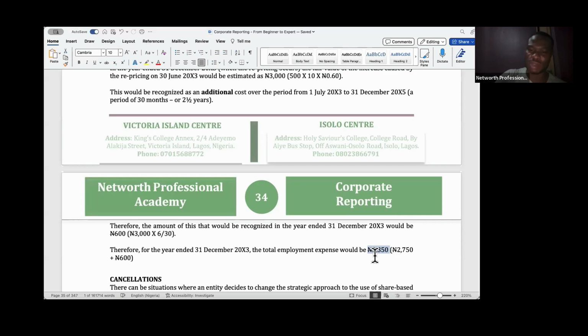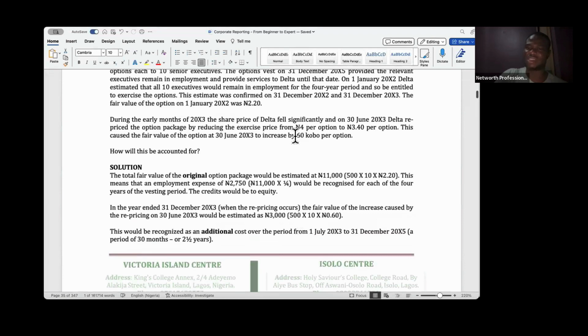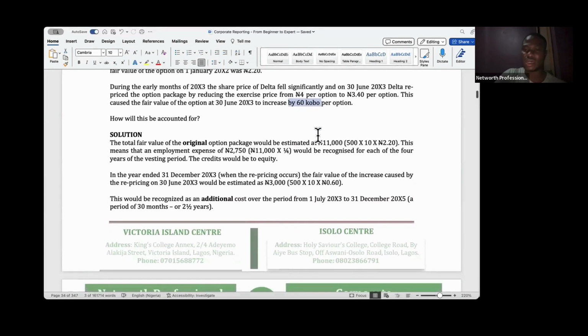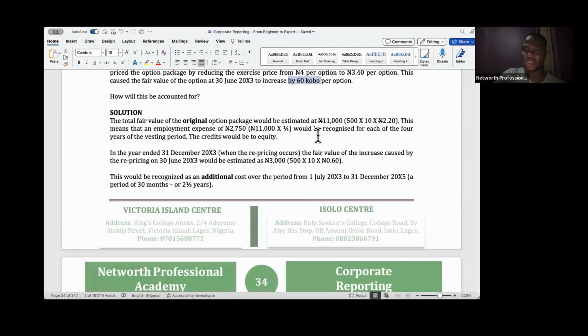They have already told us that there was an increase in the share price by 60 kobo. So I don't think you should bother yourself about how they got 60 kobo. They have told me there's an increase by 60 kobo. The new thing here is that what we did last week will not change. The additional thing is that we treat this increase as a separate item, and we calculate it separately because the periods do not coincide. We have to do it separately because of the proration majorly, which was what we did.